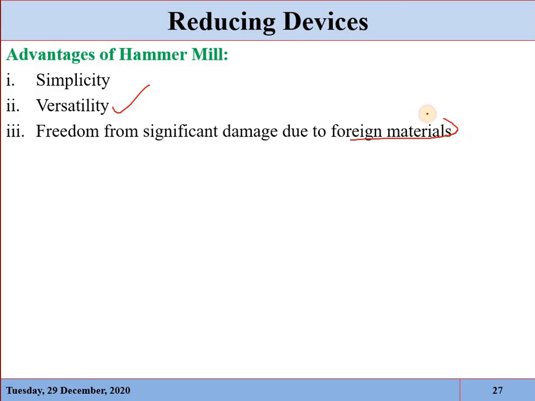Freedom from significant damage due to foreign material. Sometimes with an agricultural product, if there is some stone or if there are clay particles, large clods, the hammer mill will not be affected by those things.